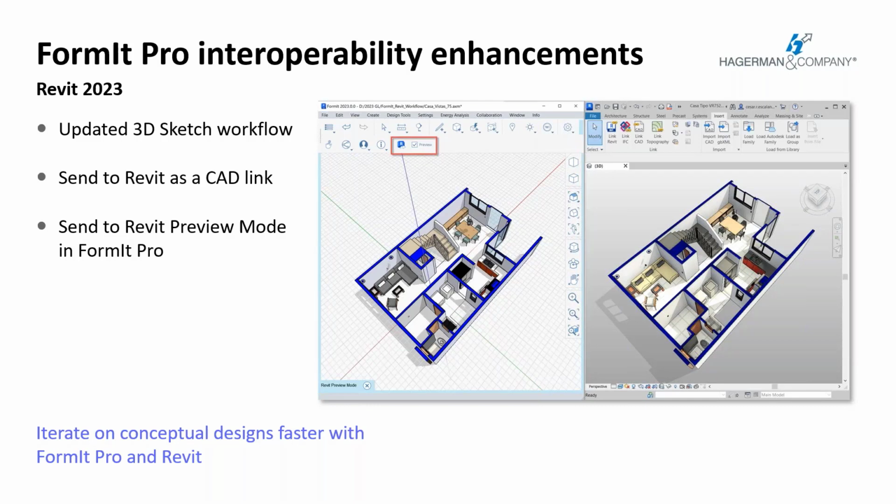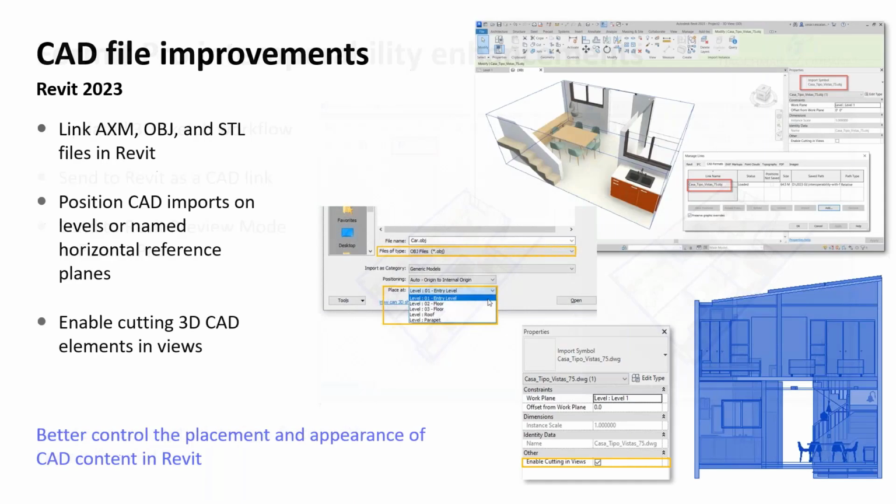Then there is a new Send to Revit preview mode in Formit Pro, where you can enable the preview mode setting in Formit and select those layers that will transfer to Revit. And then a blue frame at the view boundaries will highlight the geometry to be sent. And then once you've verified your selections, use the Send to Revit command to update the linked model in Revit, or save the file, and it will reload in the Revit link.